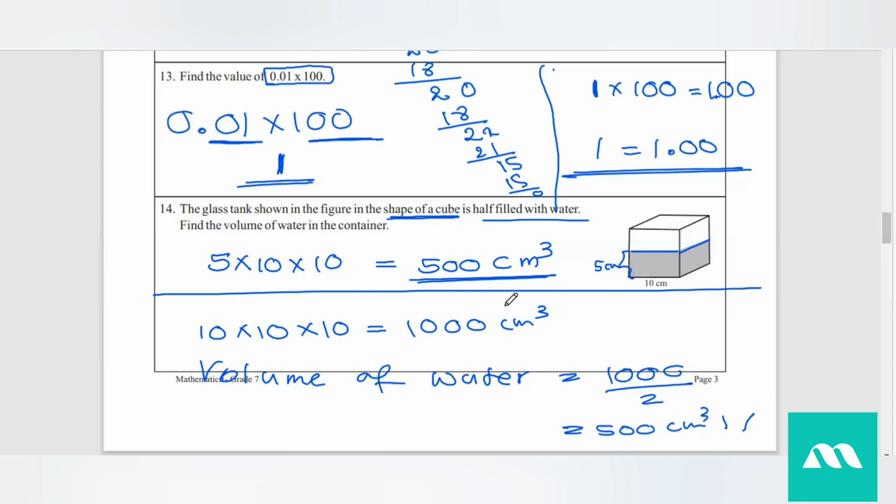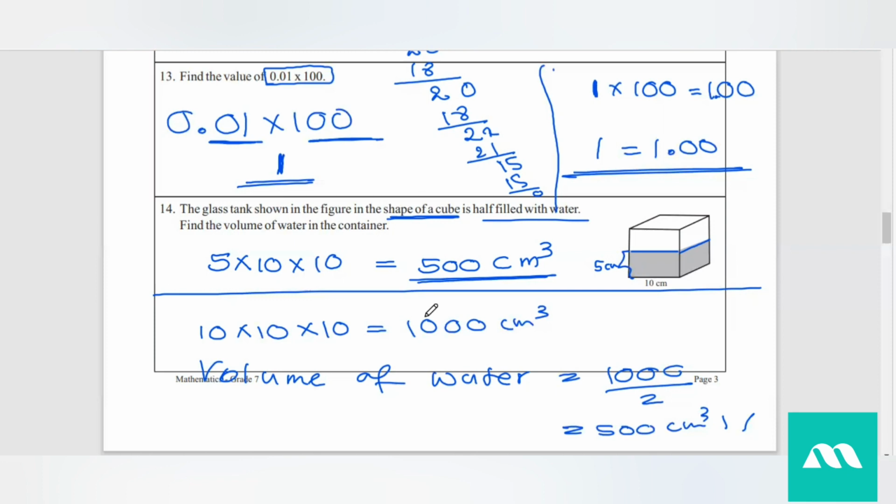Excuse me, teacher. Yes. Teacher, but I have not written cubic centimeters. I only wrote the number. No, you should have written the cubic centimeters. Otherwise, the answer is wrong. Wrong means you are not given 1 mark for not writing the units.